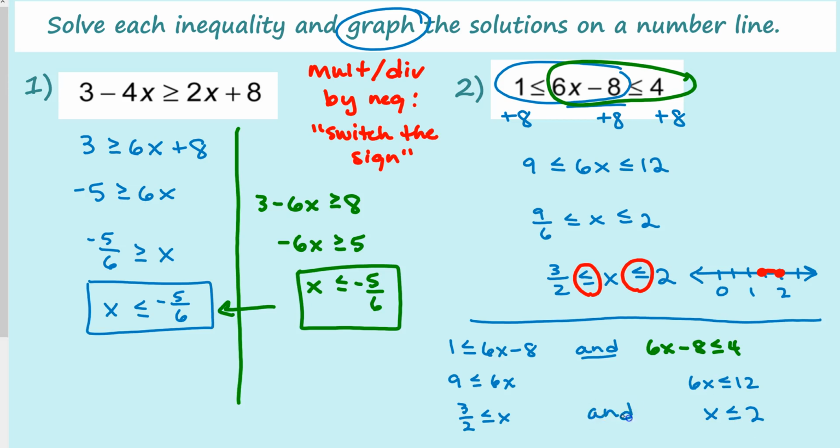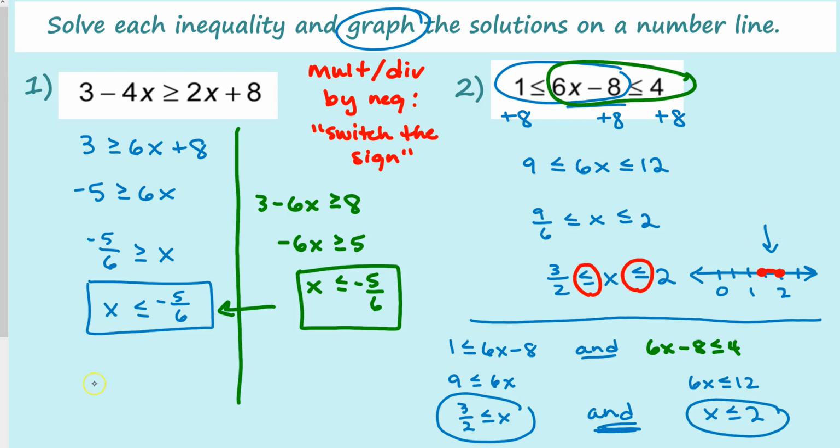And having and in between is really important because if it's and, it means that both things have to be true. X has to be greater than or equal to 3/2 and also less than or equal to 2, and the only way for that to happen is in between them.